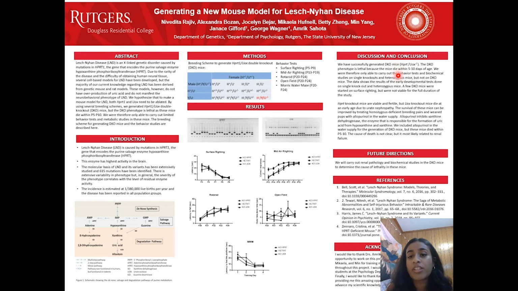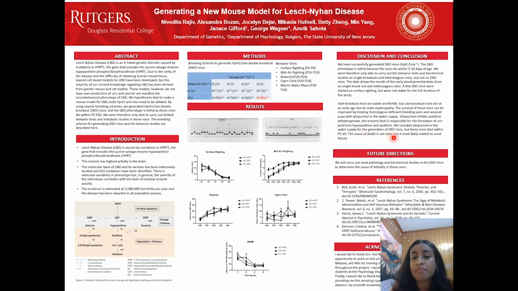We did generate double knockout mice, but the reason we did not include the double knockout mice in our behavior studies is because the double knockout phenotype is lethal and the mice die within 5 to 10 days of age. Therefore, we were only able to carry out the full set of behavior tests on the single knockouts and the heterozygous mice. The Hprt knockout mice are viable and fertile, but the urate oxidase knockout mice die at an early age due to urate nephropathy.